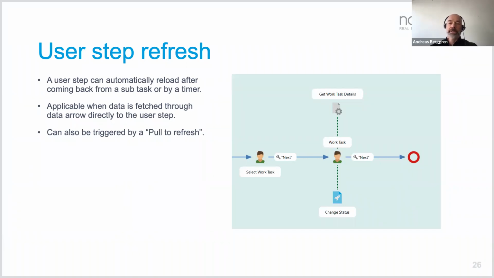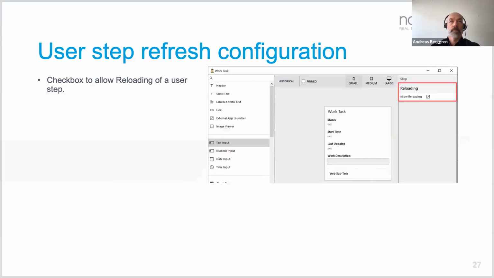And the requirement is that the data is fetched through a machine step connected with a data arrow to that user step. And the update can also be triggered manually with a pull to refresh. So configure the refresh with a checkbox for the user step. So it will be set to allow reloading.